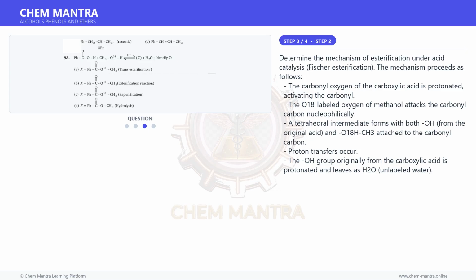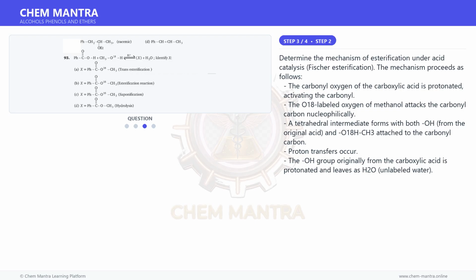Determine the mechanism of esterification under acid catalysis, Fischer esterification. The mechanism proceeds as follows. The carbonyl oxygen of the carboxylic acid is protonated, activating the carbonyl. The O18 labeled oxygen of methanol attacks the carbonyl carbon nucleophilically.